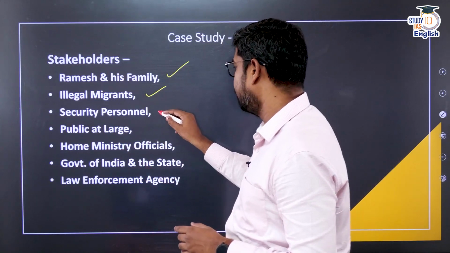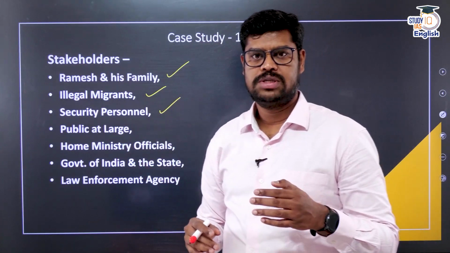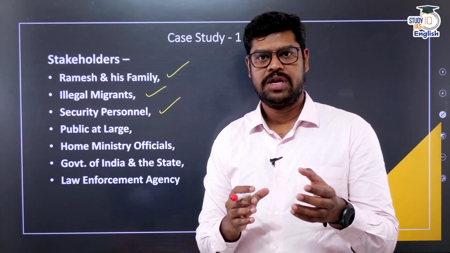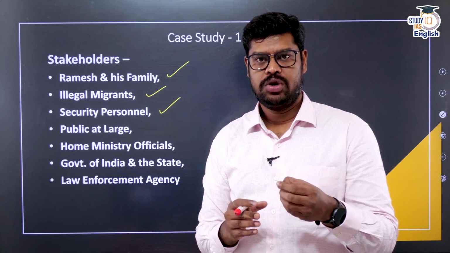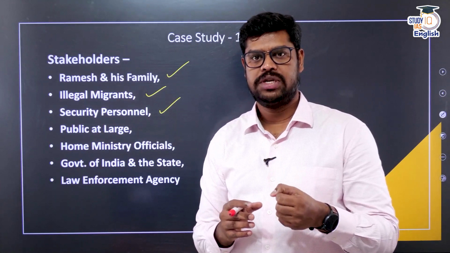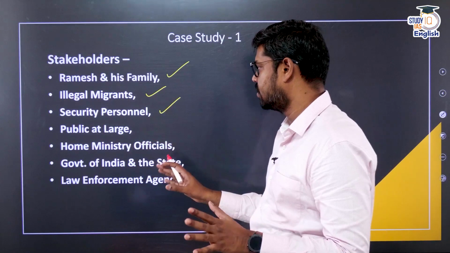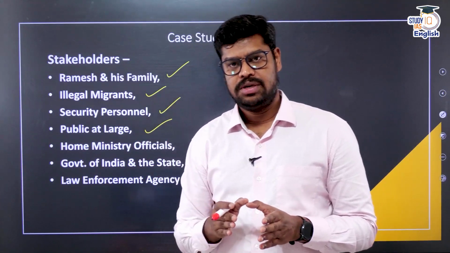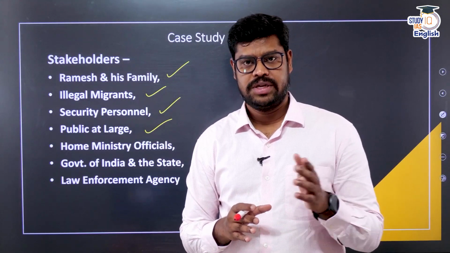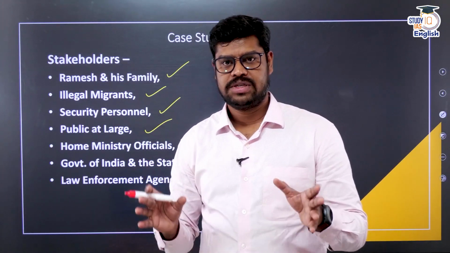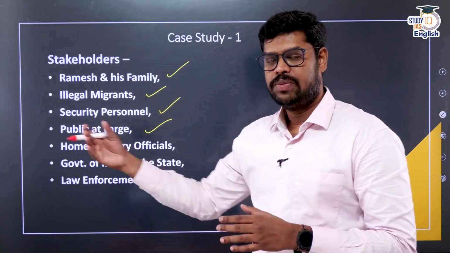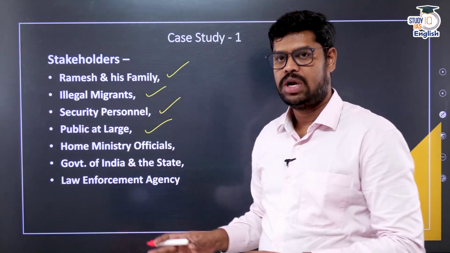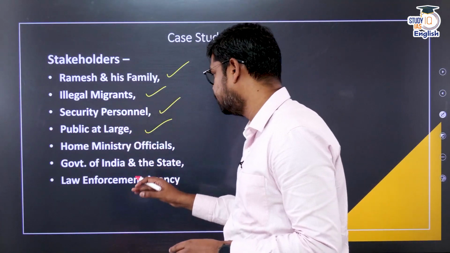Then the security personnel who are supposed to stop all those things. The state believes in these personnel, but they are not performing their duty and they are not dedicated to their duty. They are not upholding the values of honesty and integrity. So the security personnel are definitely there. Public at large: illegal migration is a national security issue and hence it affects the public at large. Because of illegal infiltration, there can be social, cultural and economic problems at the local level also. So yes, it is going to affect the public.